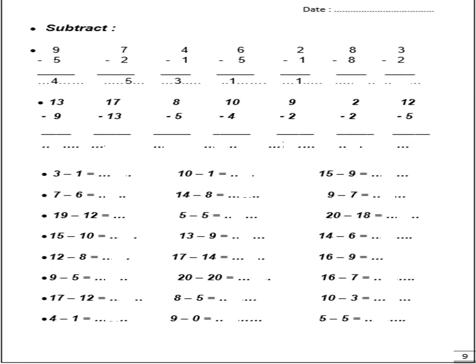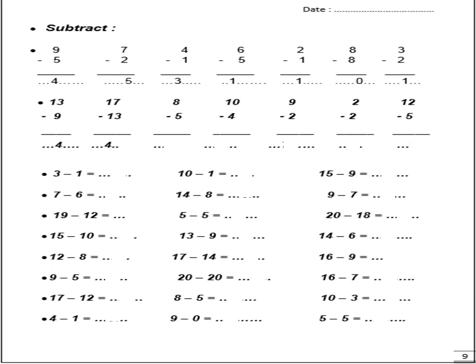8 minus 8, it will be 0. 3 minus 2, we count from small until we reach the more. After 2, it will be 3, so it will be only 1 finger. Okay? 13 minus 9, after 9: 10, 11, 12, 13. So the answer will be 4. 17 minus 13, we count from 13 until we reach 17. After 13: 14, 15, 16, 17. So the answer will be 4.